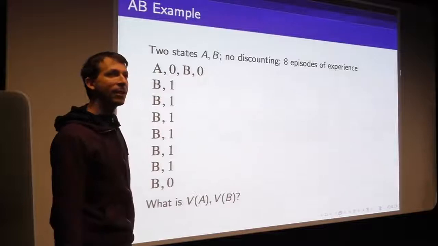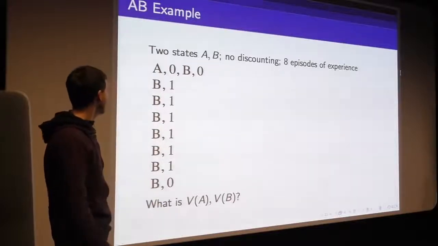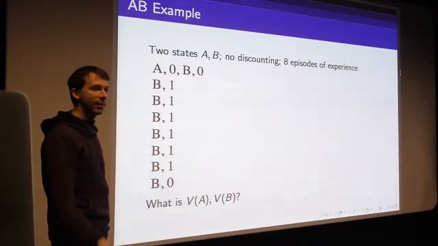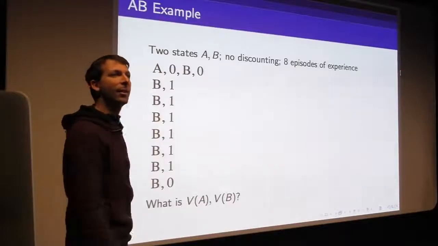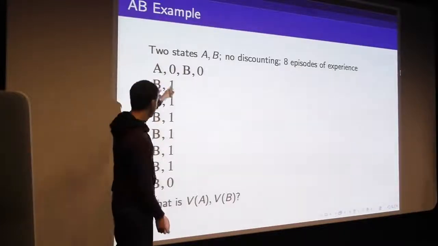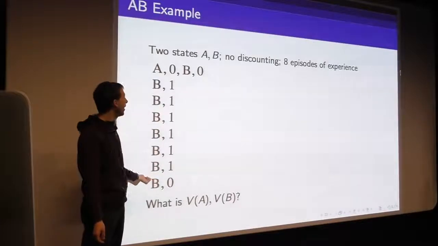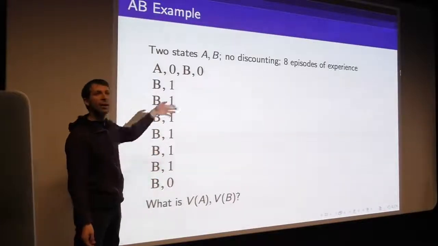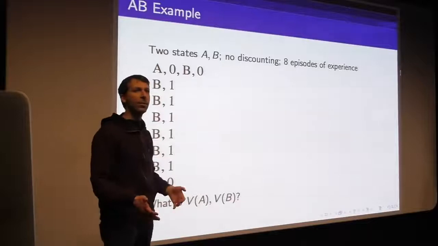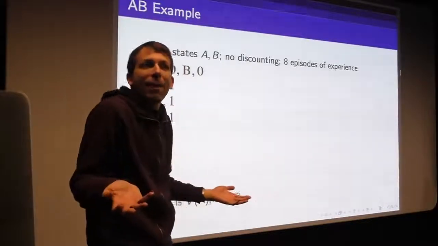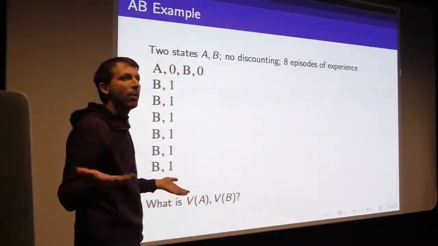So let's do the easy one first of all. What's the value of B? We've got 6/8. Right, so we've got 8 episodes starting from B. 6 of them got a value of 1. 2 of them got a value of 0, so I think everyone would agree the value is 6/8 or 0.75.